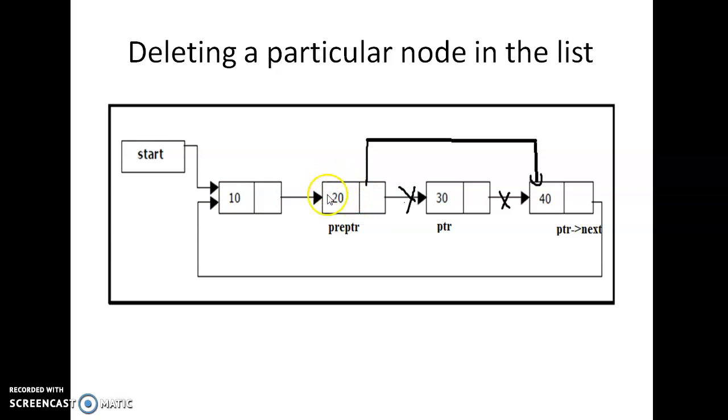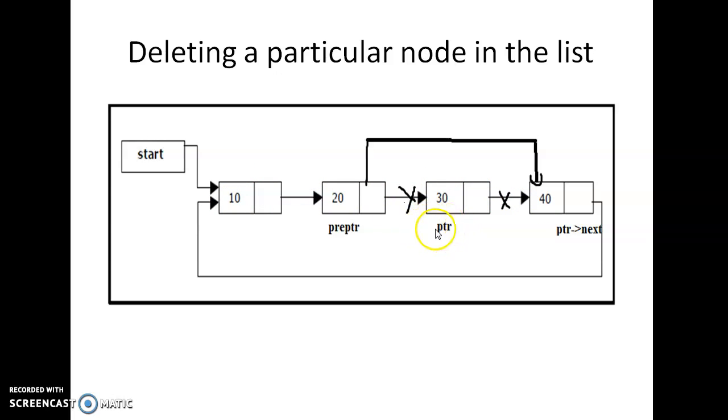Now I am present at the 20. Is 20 equivalent to 30? No. So PTR will be 30 and pre-PTR will be 20. Now is 30 equivalent to 30? Yes, 30 is equivalent to 30. That means I am searching for 30 from the starting of the list until the ending of the list.